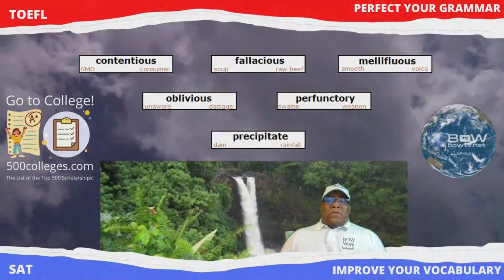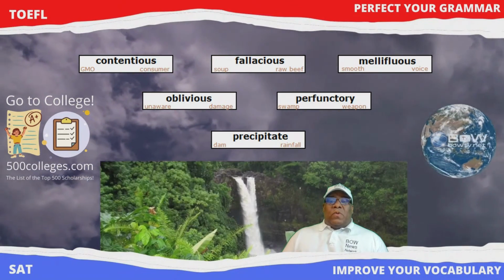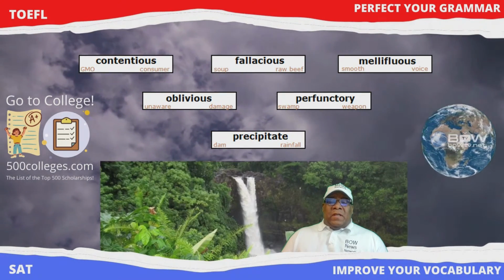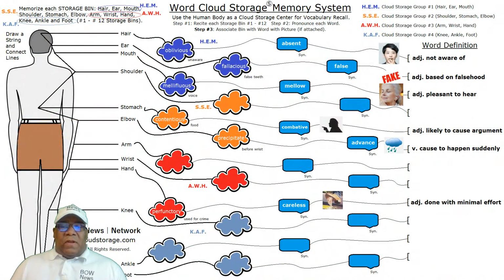So when we go back to our main screen here, we see that we're associating two keywords of soup and raw beef. And we can actually see the association here. Let's see what kind of picture to word association. Fallacious, we have, and then we have the synonym false, and the picture to word association is simply a bold word meaning fake, adjective based on falsehood.